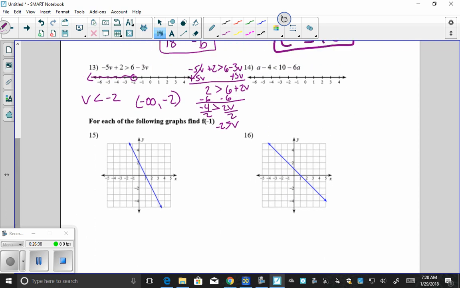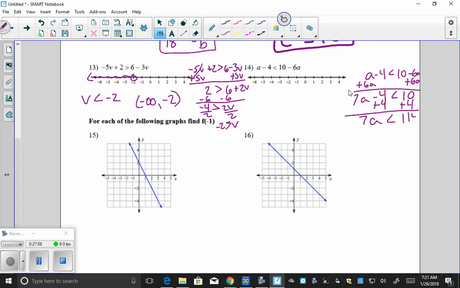Number 14. a minus 4 is less than 10 minus 6a. I'm going to add 6a to both sides so that I get 7a. So I have 7a minus 4 is less than 10. Add 4 to both sides. 7a is less than 14.